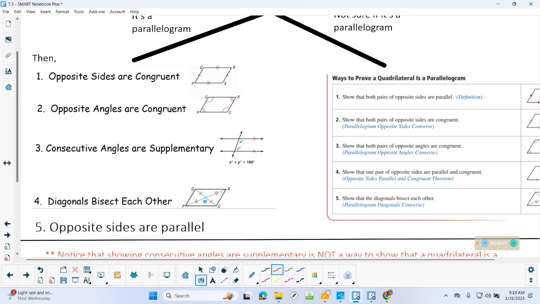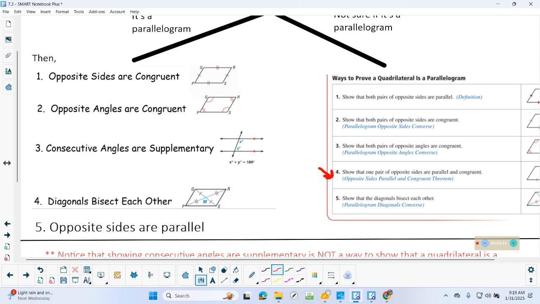If I have to show it, notice there are no consecutive interior angles over here. And here's the difference. You're like, well, there's 5 there, there's 5 here. So no consecutive interior angles, because there's this one, number 4: show one pair of opposite sides are parallel and congruent. That's taking the place of those consecutive interior angles.